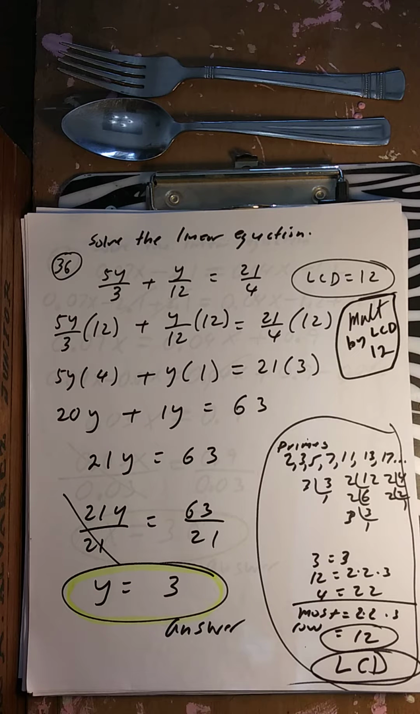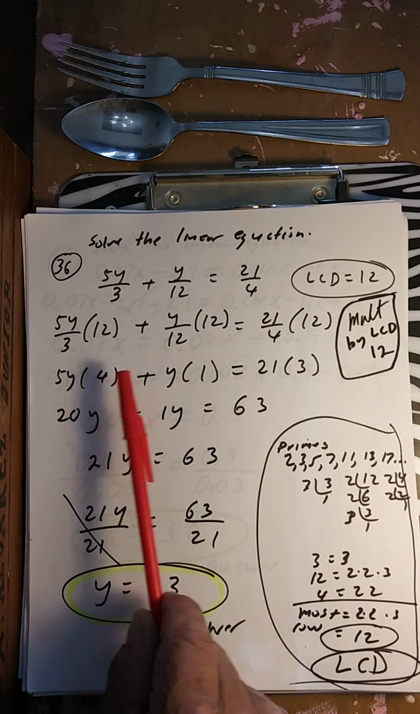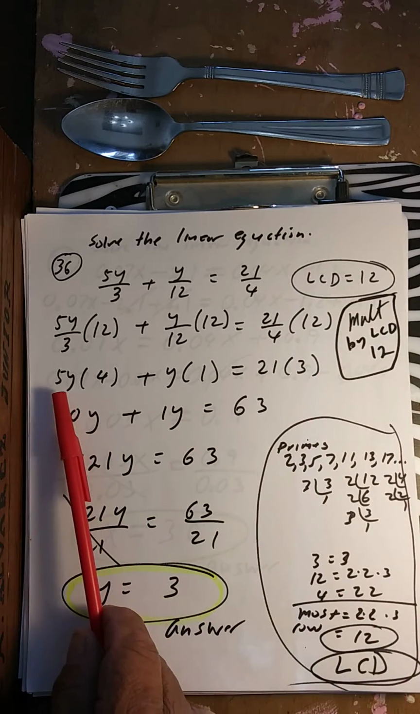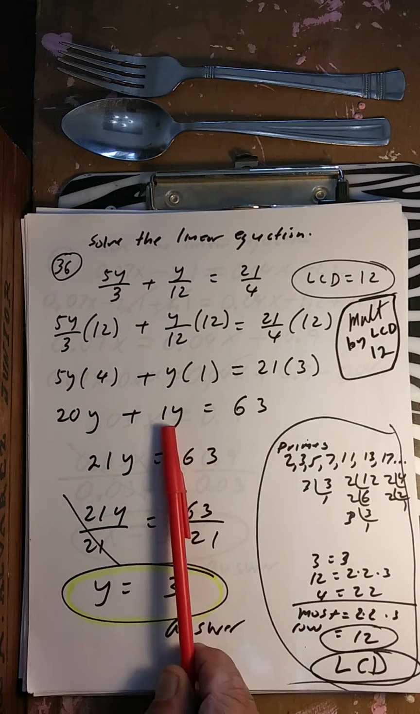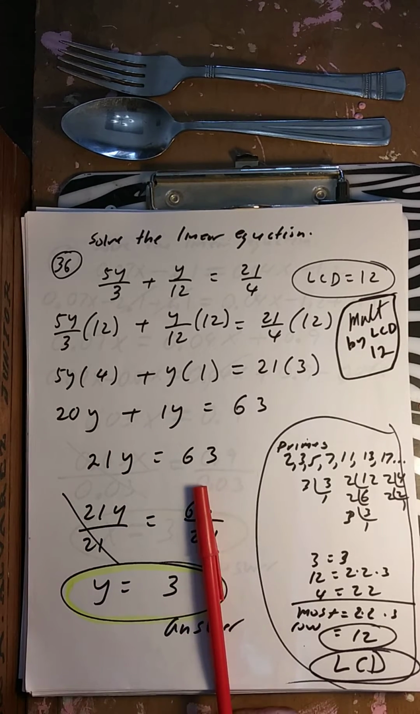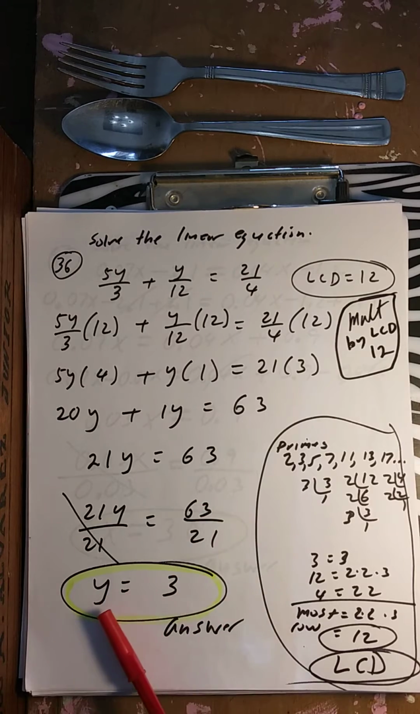Solve the linear equation. The LCD is 12 because 3, 12, and 4 all divide 12, so that's what we're going to use. Multiply everything by 12. 3 divides 12, 4 times. 12 divides 12, 1 time. 4 divides 12, 3 times. So now multiply these, you get 20y, plus 1y equals 63. Add these together, it's 21y equals 63. Now we divide by 21, divide by 21, so y equals 3.